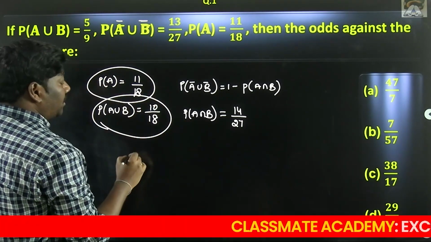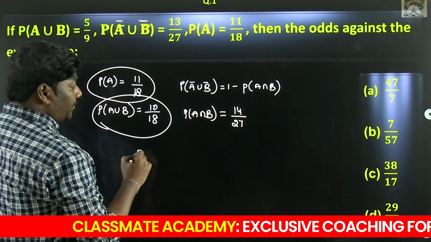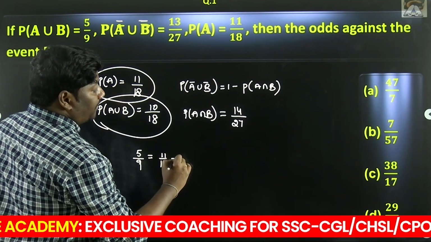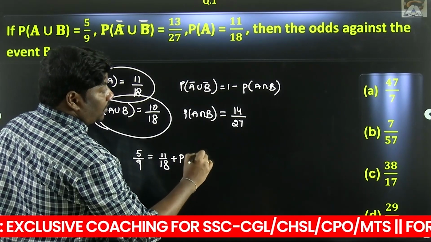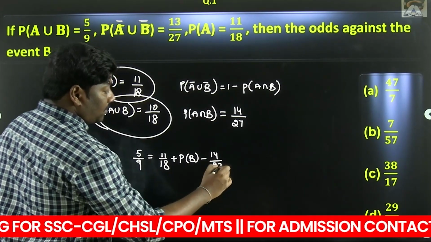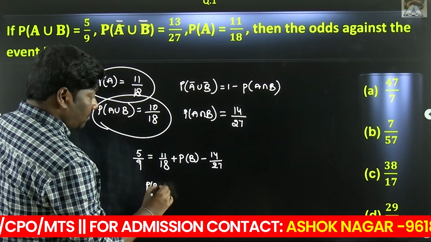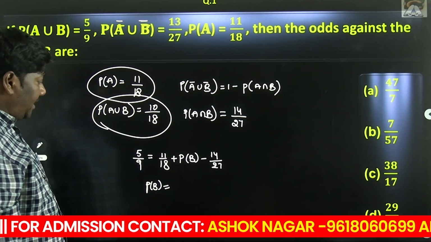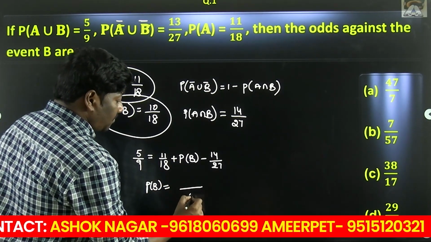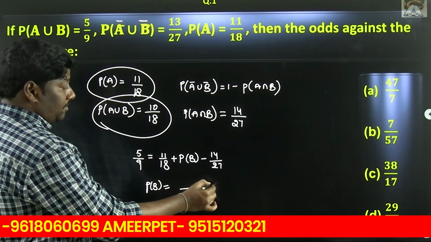So P of A union B, which is 5 by 9 or 10 by 18, is equal to P of A plus P of B minus P of A intersection B. So you can find out what P of B is. Take the LCM of 9, 18 and 27. We know that it is 54. Okay, so take the LCM 54.